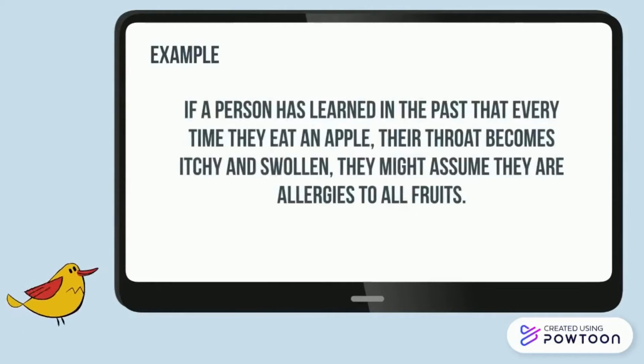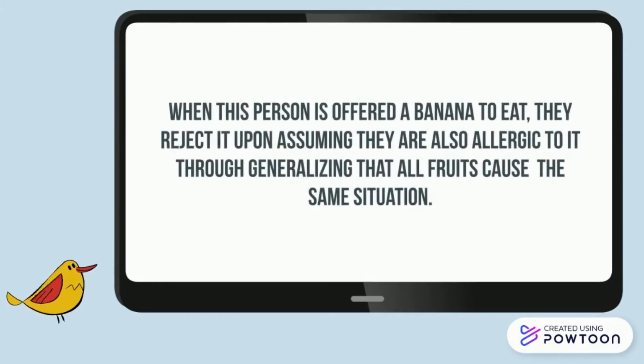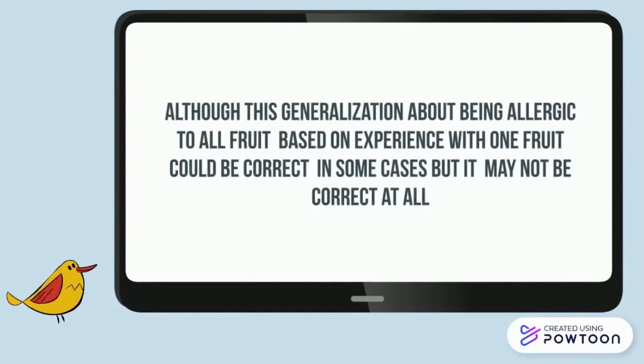For example, if a person has learned in the past that every time they eat an apple, their throat becomes itchy and swollen, they might assume they are allergic to all fruits. When this person is offered a banana to eat, they reject it upon assuming they are also allergic to it, through generalizing that all fruits cause the same reaction. Although this generalization about being allergic to all fruits based on experiences with one fruit could be correct in some cases, it may not be correct in all.